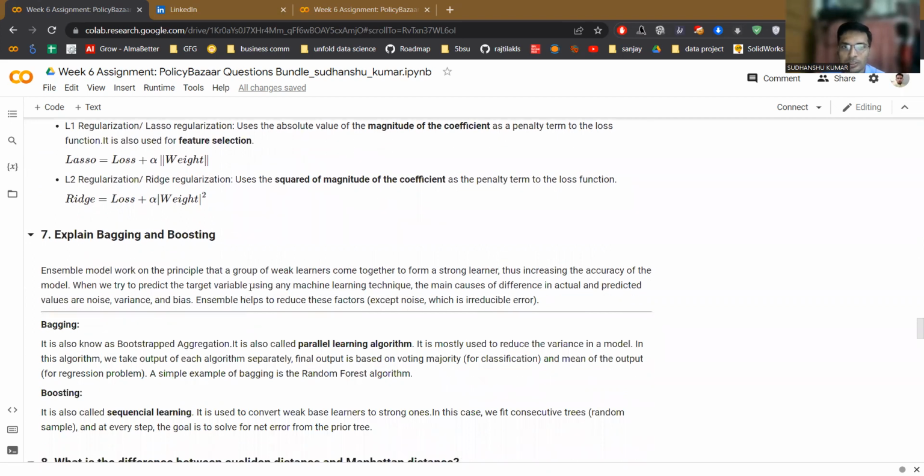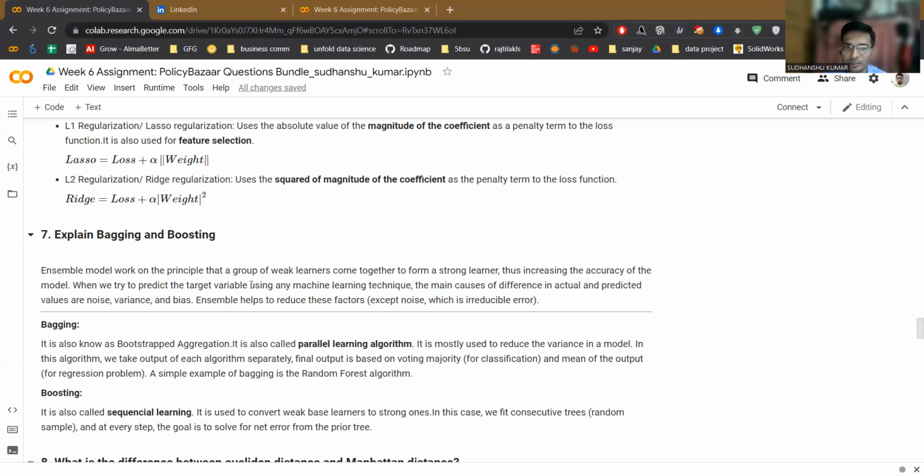Explain bagging and boosting. Both bagging and boosting are good ensemble methods. Bagging is also called bootstrap aggregation, and it is also called a parallel learning algorithm. It is used to reduce the variance in the model. In bagging, we train different models separately, and if it is a classification problem, the final outcome is based on majority voting, and if it is a regression problem, the final outcome is based on the mean of the output of each model.